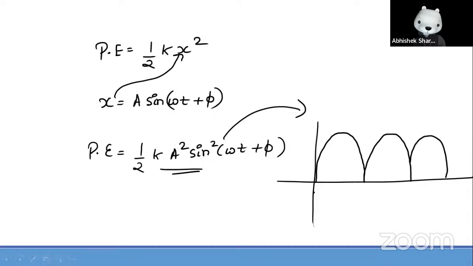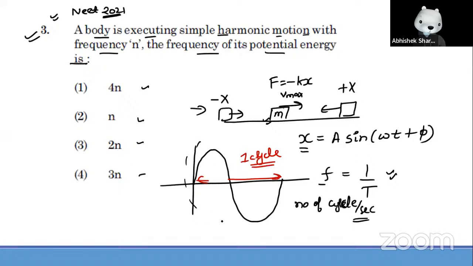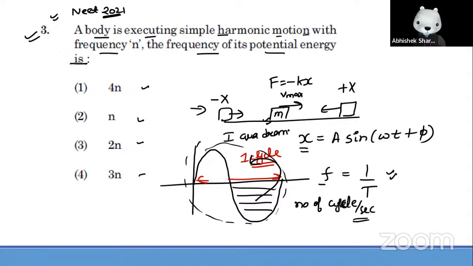So initially, if we focus on this part, now this half cycle or this half loop has gone where? It has gone on the top side, that is in the first quadrant. It has gone in the zone of the first quadrant.